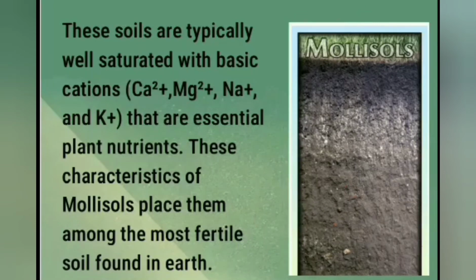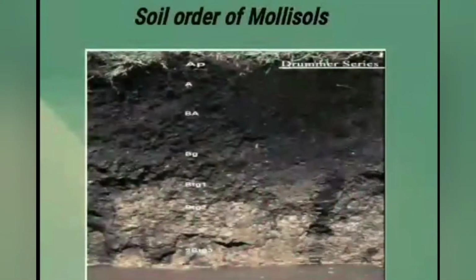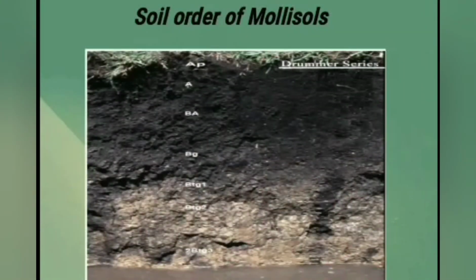Mollisols characteristically form under grass in climates that have a moderate to pronounced seasonal moisture deficit. They are extensive soils on the steppes of Europe, Asia, North America, and South Africa. So, this is the soil order of mollisols.